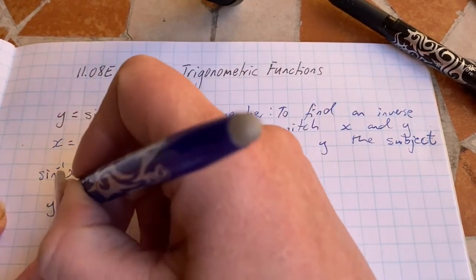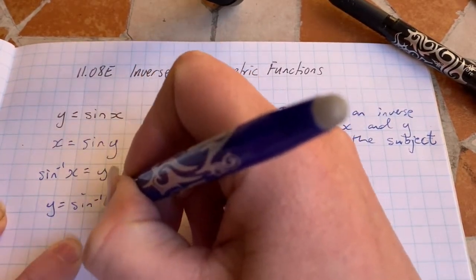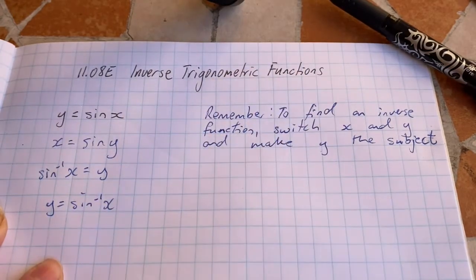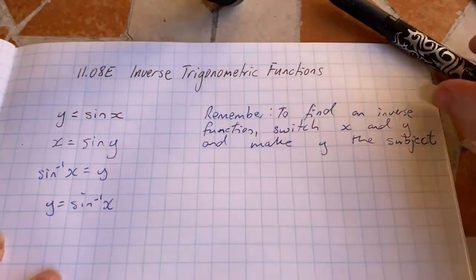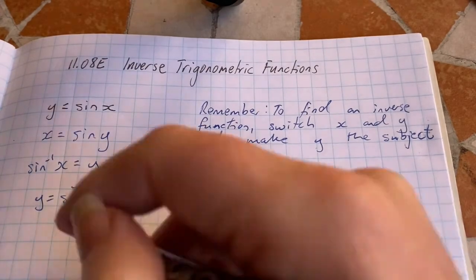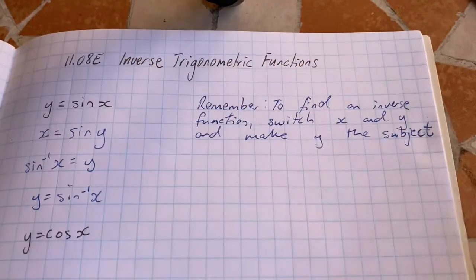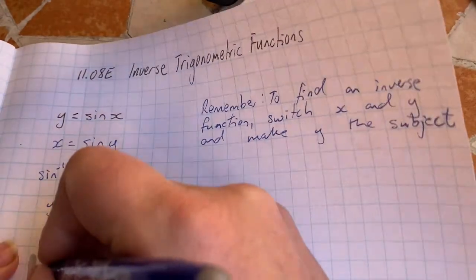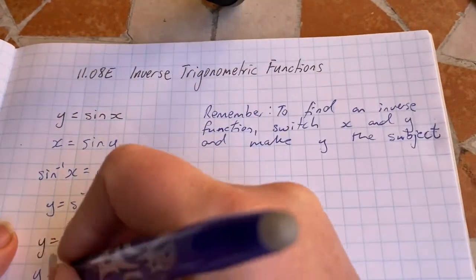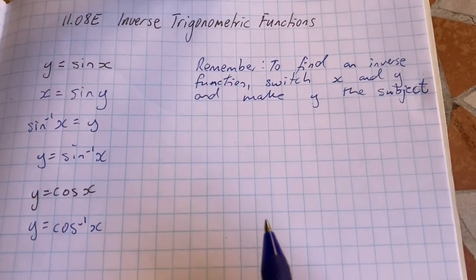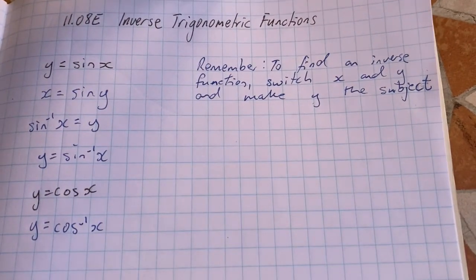Let's just turn it around. So sine inverse of x that we've talked about, that's the inverse trigonometric function for sine. And just like if you had y equals cos x, then the inverse function is y equals cos inverse of x, which we've seen before. Now I might just change that to function notation.